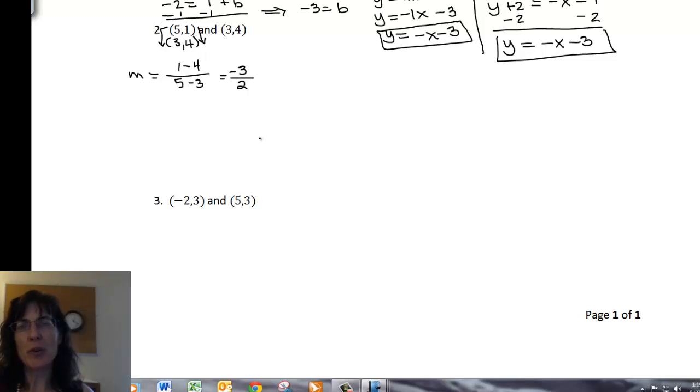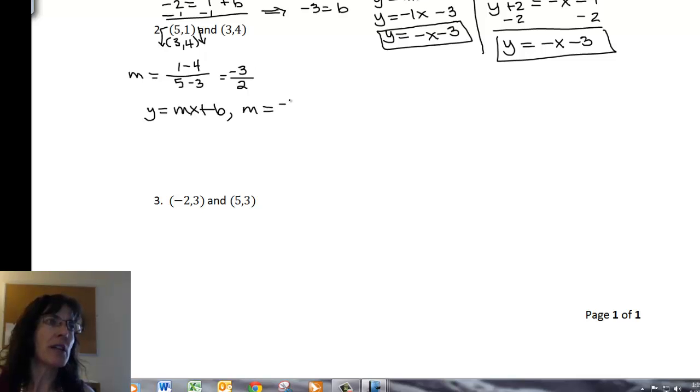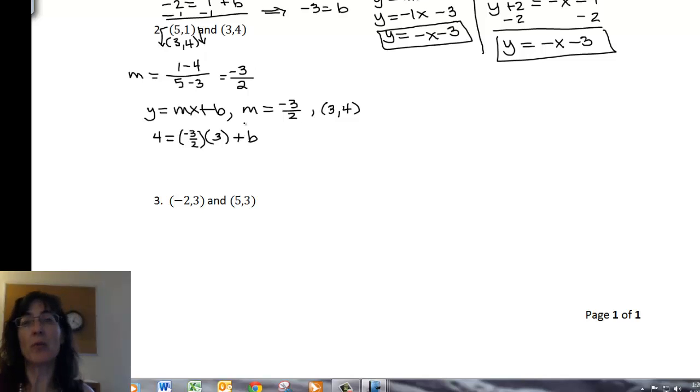Now I'm just going to choose one of the two methods I showed you before. If you want to see the second method more, look back at the first problem and look at the videos for that one. So here I have y equals mx plus b, and my m is negative 3 halves, and I don't know my b, but I'll choose one of my ordered pairs, maybe the (3, 4). So then I have 4 for the y equals negative 3 halves times my x, which is a 3, and then plus b, which I don't know.